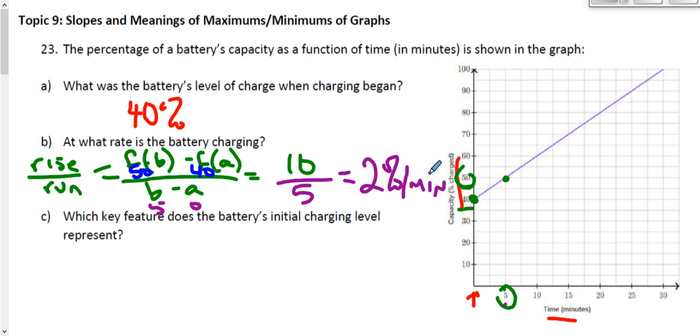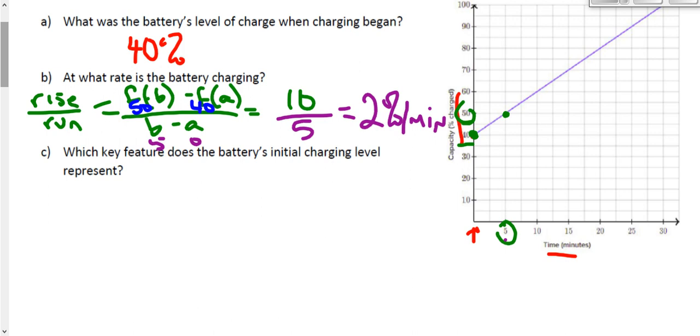Last question here is, what key feature does the battery's initial charging level represent? Now the important thing we're reviewing here is key features versus context. So a key feature is just looking at the graph without any story. So there's no story involved here. We're just interpreting a graph. So if I don't know units, if I don't know what the story is about, I don't know this is a battery charging over time, all I see are numbers on a graph and a line.